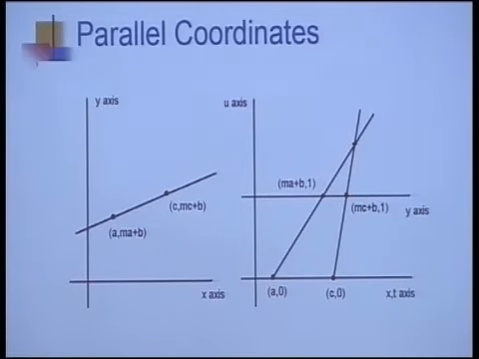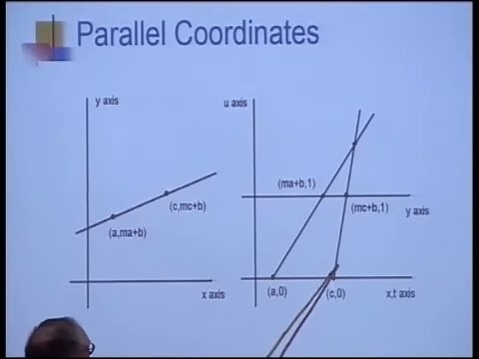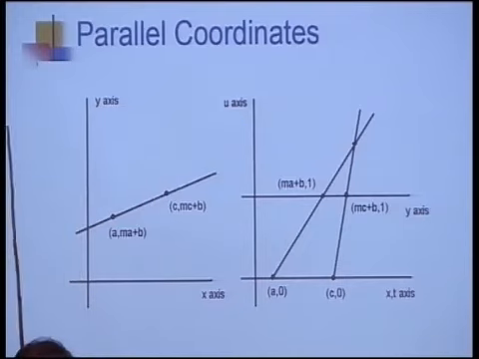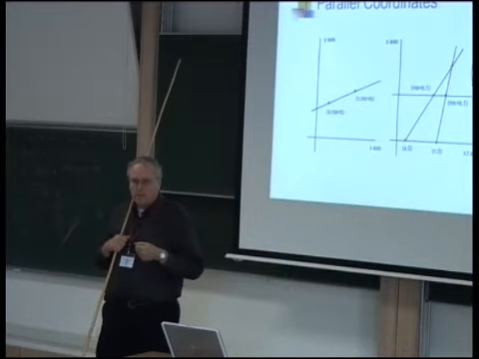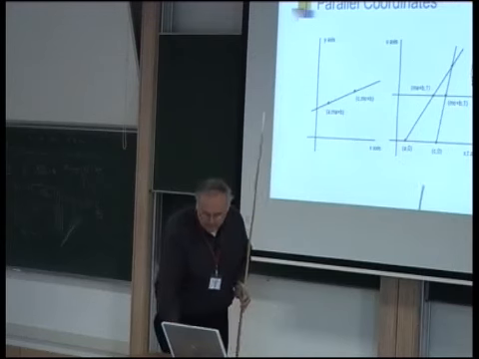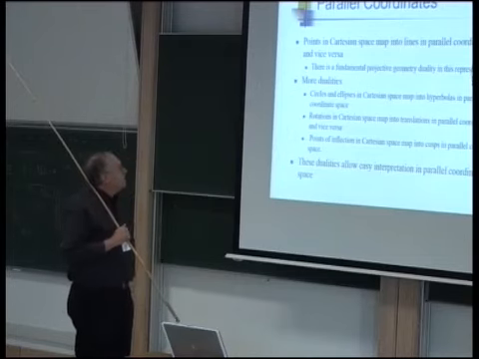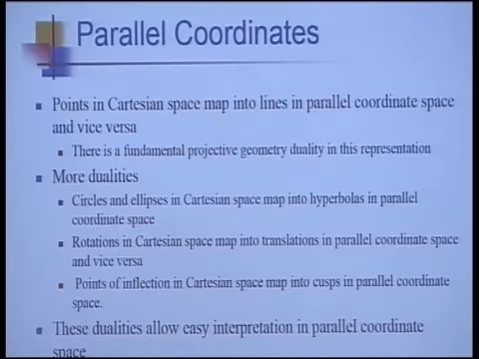And the really intriguing notion is that these 2 points determine a line in Cartesian space, and these 2 points correspond to 2 lines in parallel coordinate space, and their intersection determines a point in parallel coordinate space. That point is in one-to-one correspondence with the line in Cartesian space. So we have a really kind of nice duality. Points in Cartesian space map into lines in parallel coordinate space and vice versa.